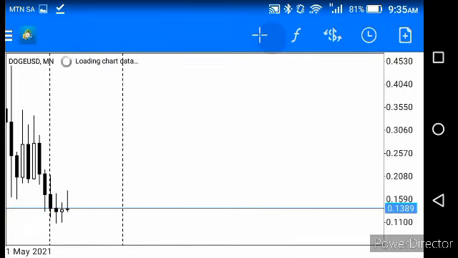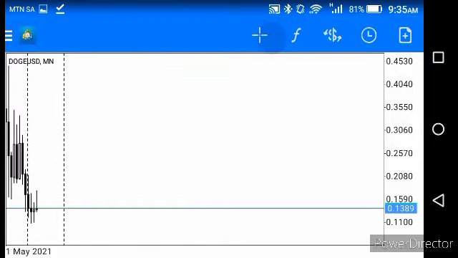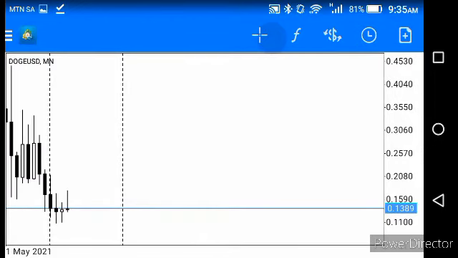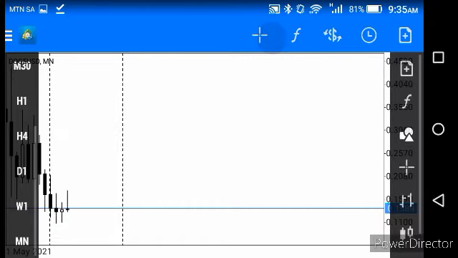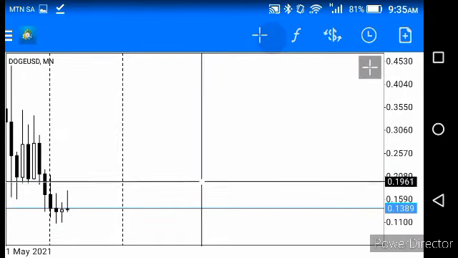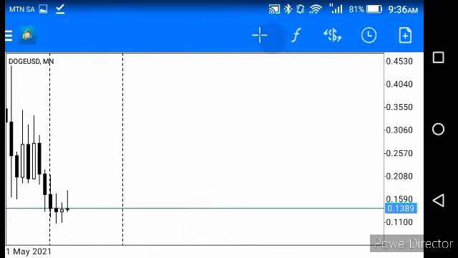Today we're just going to be analyzing Dogecoin. So let's get straight into it. As you know, when it comes to analysis, it's probably best to start off right at the monthly chart and then work your way down to whichever chart it is that you execute at in terms of making a trade. So let's get right into it.